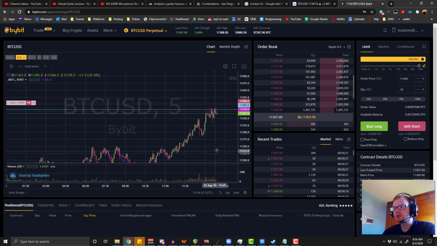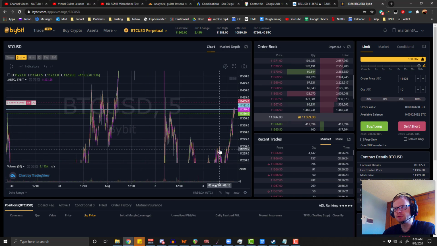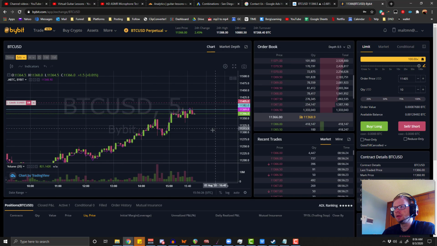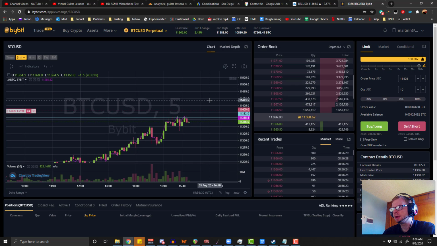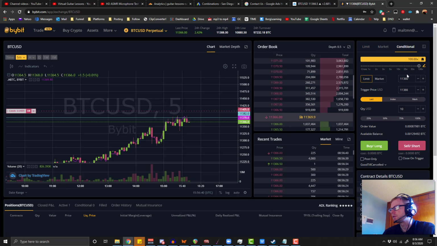So what we can actually do here is triple our money. We put in $10. And if it flicks up here, grabs our trade, we're going to put our stop at 441 right there. Just like that. So reduce only, buy. Now it's a conditional market. 441.